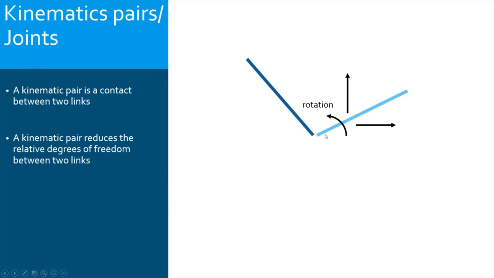Now, if they are not connected, if I take the right bar here, this one, it can have the three motions, the two translations and the one rotation. This one also has the three motions. So each bar here can move independently of the other one. If I move one, I will not transfer the motion to the other one.